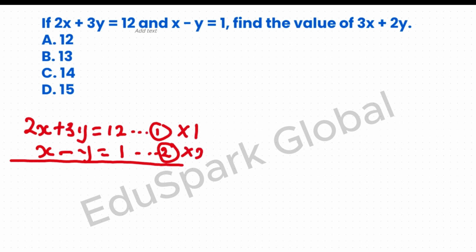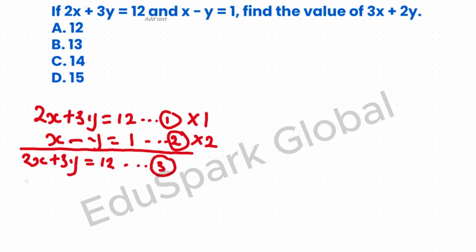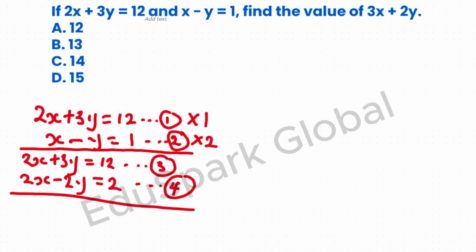If you multiply through, you are going to have 2x plus 3y equals 12. This becomes equation 3. Then if you multiply equation 2, you have 2x minus 2y equals 2. This becomes equation 4. The next thing is for us to subtract either equation 3 from 4 or 4 from 3. Whichever one we decide to do, our answer will still be correct, but we need to be consistent. So I'm going to subtract equation 4 from equation 3.